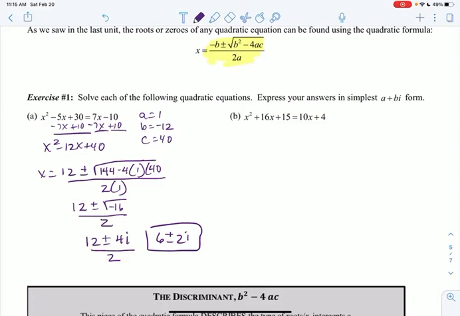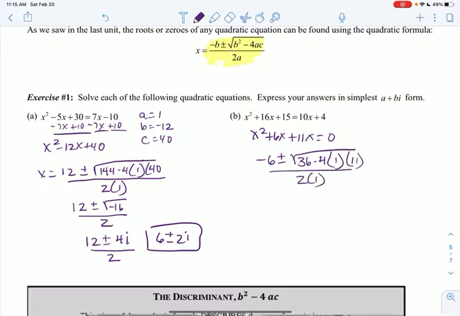All right, let's look at part b just to practice another one. So I'm going to subtract 10x, and that will give me 6x, and I'm going to subtract 4, that will give me 11, because I need 0 on the other side. So it's going to be negative b, negative 6, plus or minus the square root of b squared, 6 squared is 36, minus 4 times a is 1 and c is 11, over 2a. I've got to clean up everything under the radical. 4 times 11 is 44, so I have 36 minus 44, which is going to be negative 8.